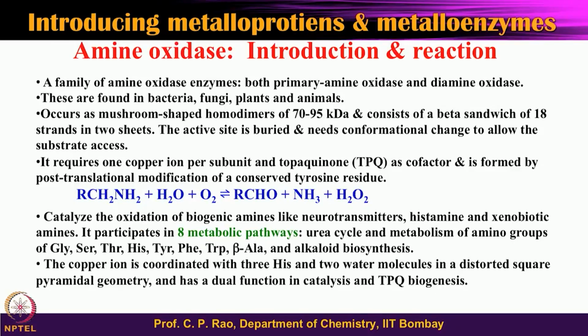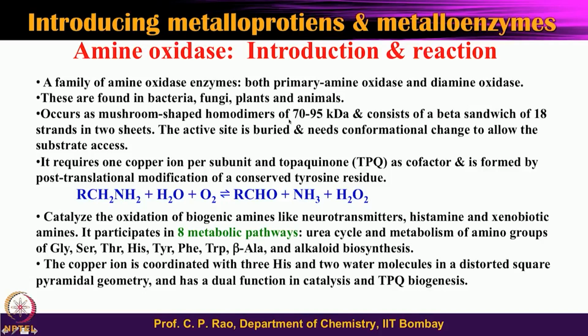Let us look at another example of type 2. So, another example of type 2 is amine oxidase. Amine oxidase is again a family of enzymes where it will oxidize the primary amine, it will also oxidize the diamines. So, this is also called primary amine oxidase, diamine oxidase. These are found in bacteria, fungi, plants, animals, all of these. These are somewhat smaller proteins, about 70 to 90 to 100 kilodalton, and these are homodimers.